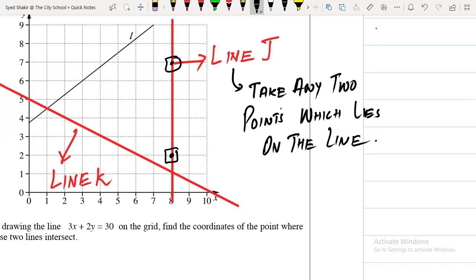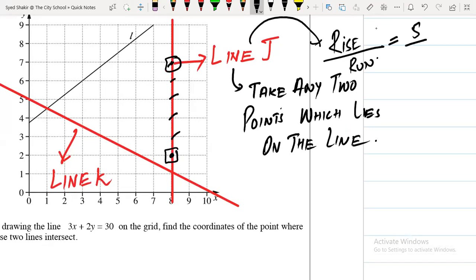Now, what you're supposed to do, you need to check how many vertical distance and how many horizontal distance there are. Let's count the vertical distance first. 1, 2, 3, 4, 5. In this line, there's a 5 vertical distance. The 5 rise between the 2 points.